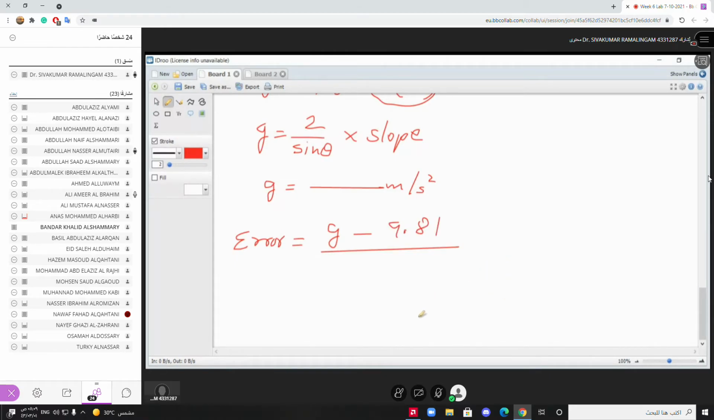Okay. The error equals G minus 9.81, whatever value of G you are getting from your experiment, into 100. The 9.81 is the accepted value. And this will give you the percentage of error. The error percentage for this experiment should be less than 5%. The accepted value of error percentage for this experiment is 5%. The error should be less than 5. And we will talk about the sources of error, major and minor sources.